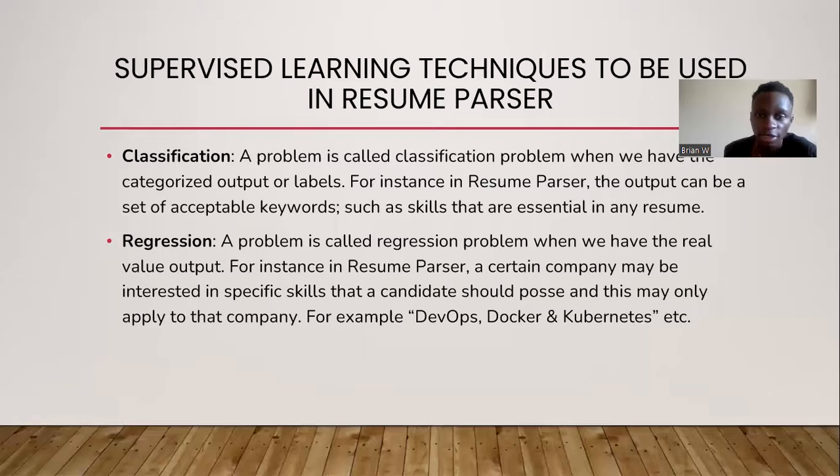Then for regression, the problem is called a regression problem when you have a real value output. For instance, in a resume parser, a certain company may be interested in specific skills that a candidate can possess, and this may only apply to that company. And some of the skills can be DevOps, Docker, and Kubernetes. So for classification, we know the output is general, it's categorized. Then for regression, it is a specific output. So it's specific, it applies to a specific company. Then for classification, it's general.